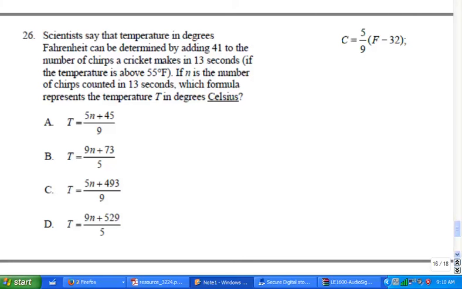Scientists say that temperature in degrees Fahrenheit can be determined by adding 41 to the number of chirps a cricket makes in 13 seconds if the temperature is above 55 Fahrenheit. If n is the number of chirps counted in 13 seconds, which formula represents the temperature T in degrees Celsius? Okay, and I have four options here, A, B, C, D.